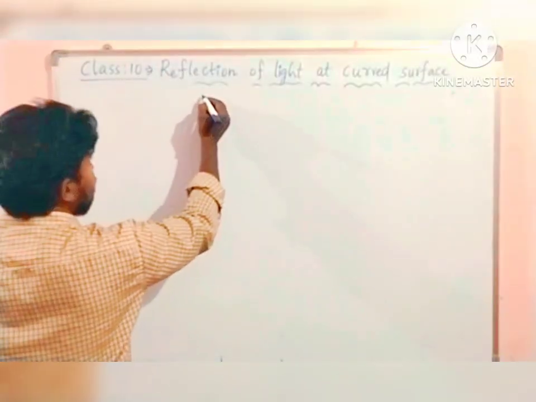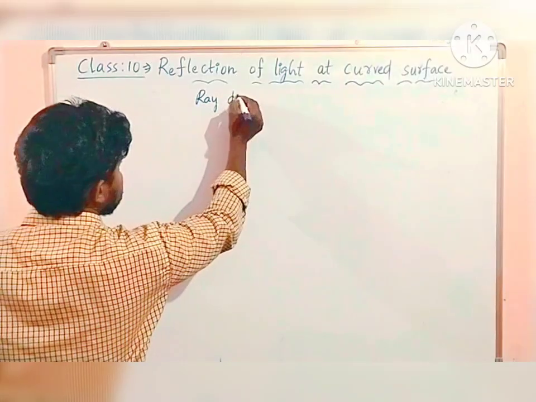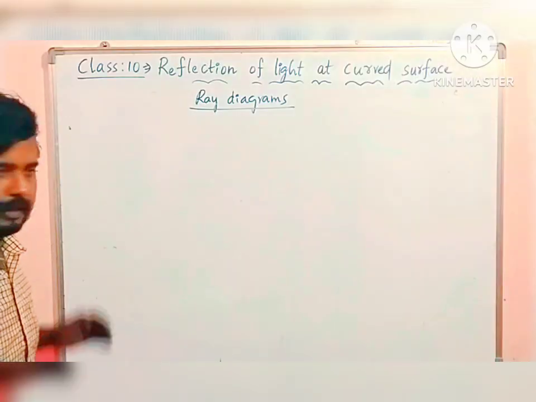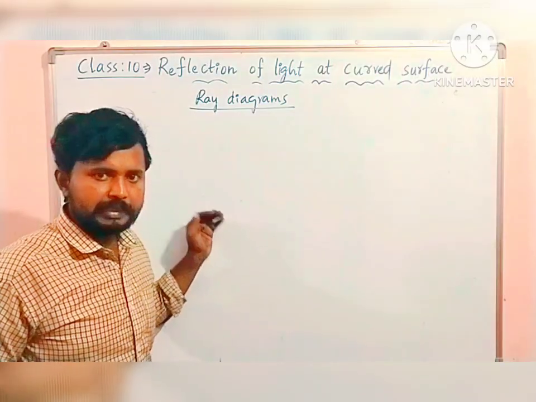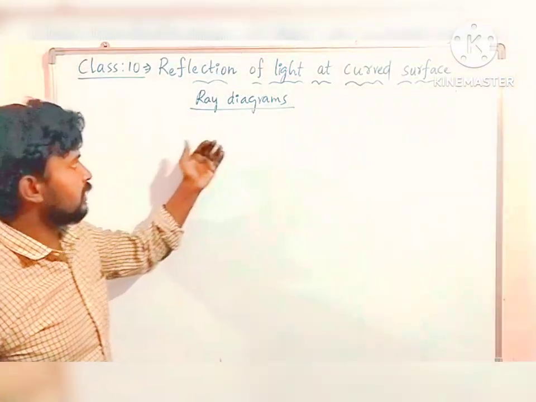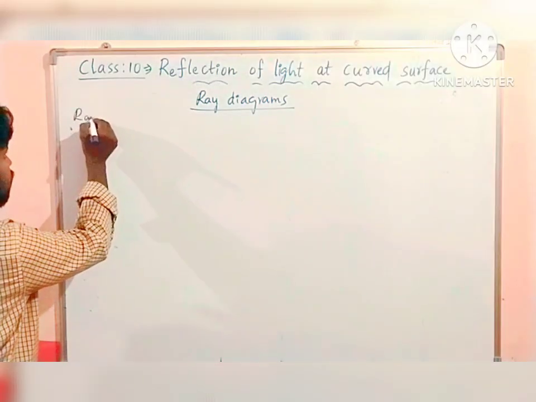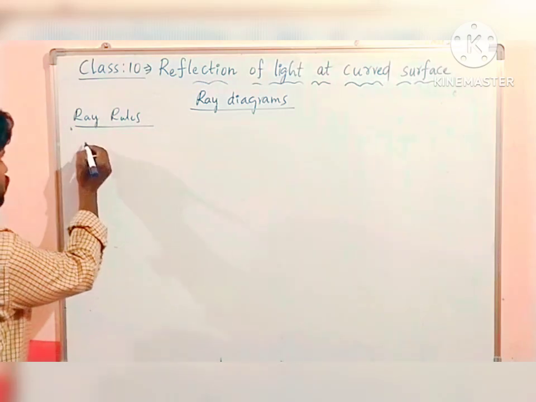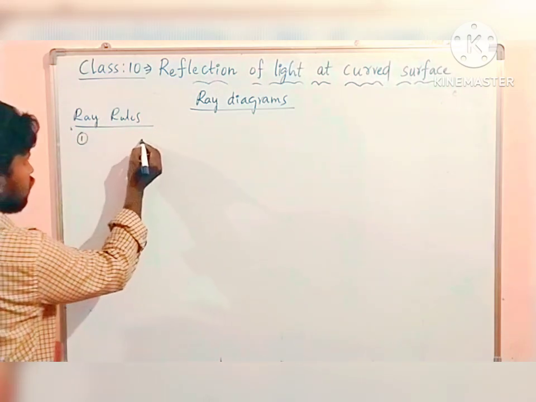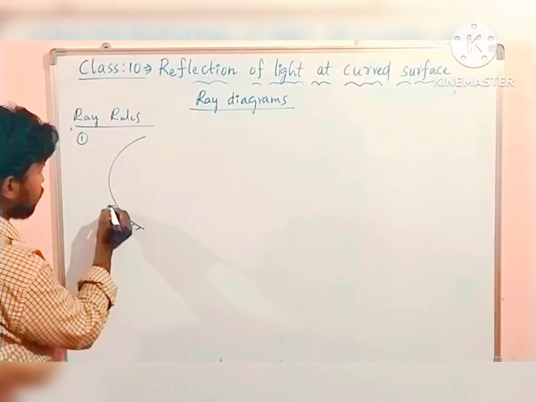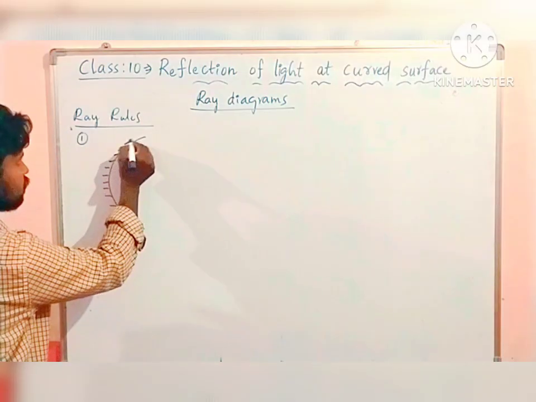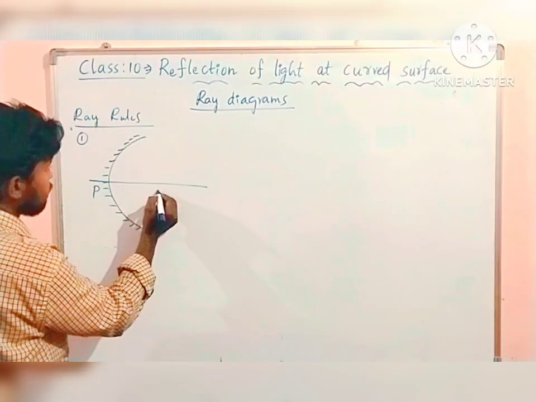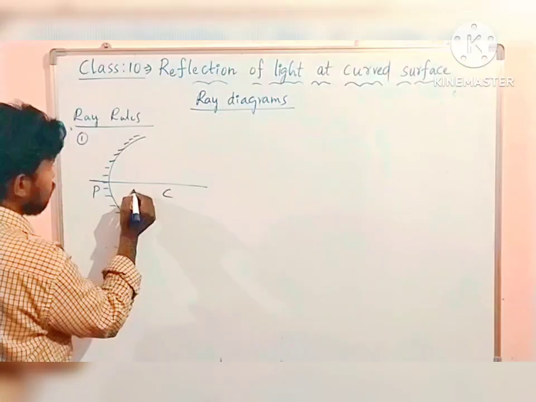Next thing is ray diagrams. To understand the different images formed by a concave mirror, first thing we have to understand the ray rules. So there are three rules. First thing is the first rule, we can take it as rule 1. Here it is a concave mirror. This is the pole, this is the center of curvature, this is the focus.